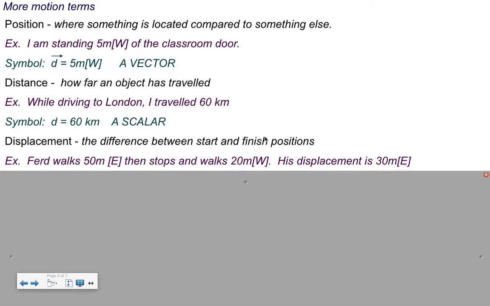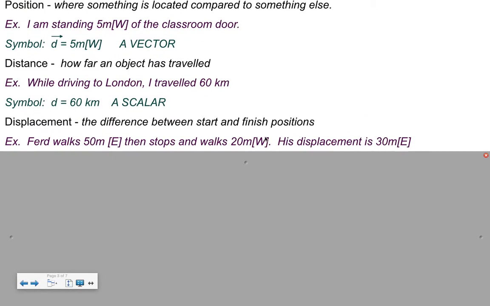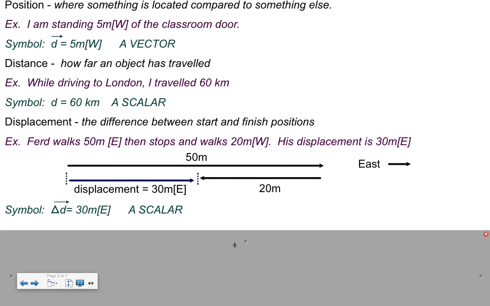Okay, displacement is maybe the most important of the three from our point of view. It's the difference between start and finish positions. So Ferd walks 50 meters east, then stops and walks 20 meters west. So overall his displacement is 30 meters east. And so, oh, I screwed that up. It's not scalar. Anyway, let's just look at his walk here.